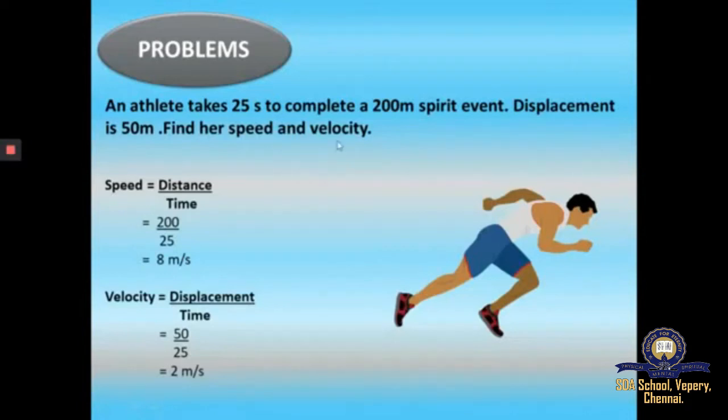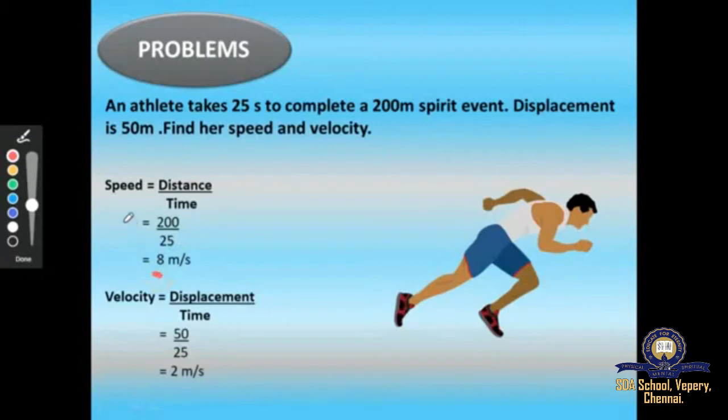So the distance is given to be 200 meters. So 200 divided by the time taken by the athlete, which is 25 seconds. So it is divided by 25. So 200 divided by 25 will be 8. And the unit of speed is meter per second.